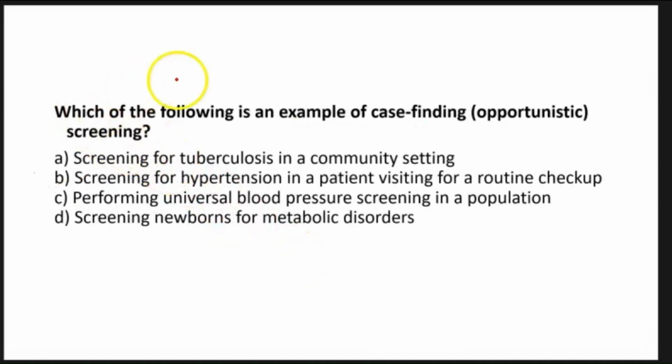Next question: which of the following is an example of case finding or opportunistic screening? Screening of tuberculosis in a community setting, screening of hypertension in a patient visiting for a routine health checkup, performing universal blood pressure screening in a population, or screening of newborns for metabolic disorders. What we have learned about opportunistic screening is that we are utilizing the opportunity as the patient is coming to the hospital. So the answer would be B here.